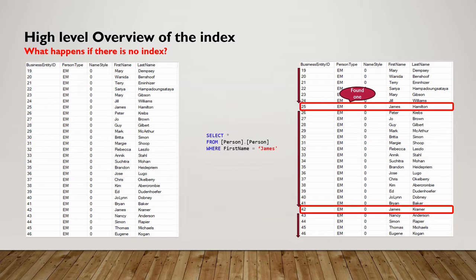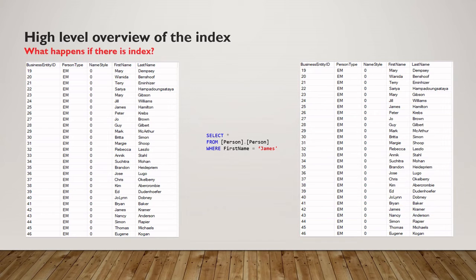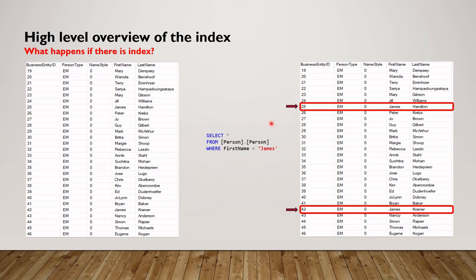Let's see what happens if we do have an index. If we have an index for the first name column, SQL Server does not need to search the whole table, but directly finds the records. This is very efficient, right? Let's see this in SSMS.